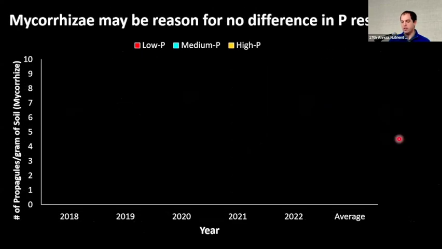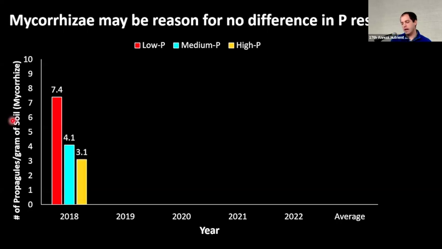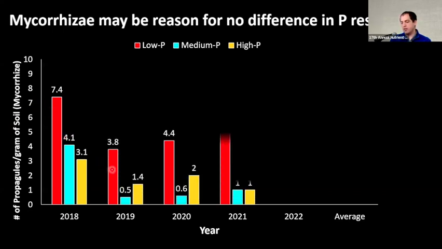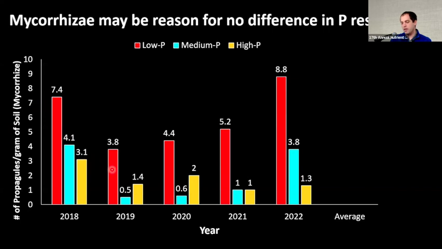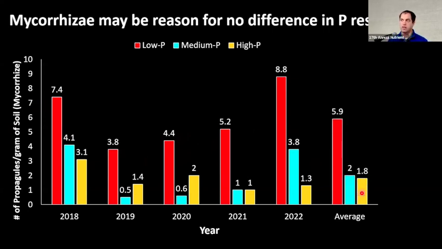So this is where that mycorrhizal fungi comes into play. This is the number of propagules. It's just a measurement of mycorrhizae, so higher is better. This is our low, our medium, and our high. You can see pretty dramatically that the low soil test level seems to have more mycorrhizae than the medium and high. And that trend is followed throughout the years. You can see it dips down in the drier years and wetter years. And overall, on average, the lower soil test P soil has more mycorrhizal fungi, which might be why they still yielded similarly.